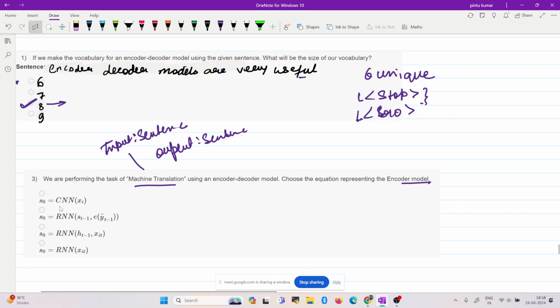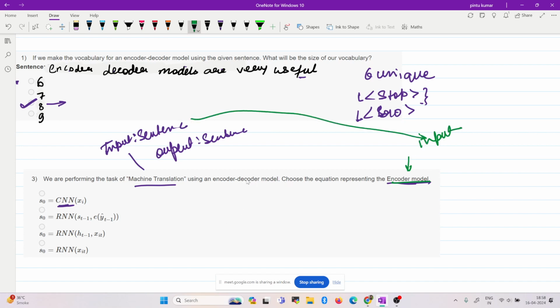A option. A option is CNN. Yes, sir. So the question is the equation representing encoder module, right? Encoder module deals with your input. First thing is this. So what is your input? Input is your sentence. So what is the kind of model that deals with your sentences? CNN deals with your images, right? So the kind of architecture that would deal with the sentences are RNNs.